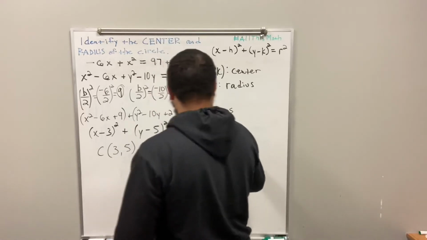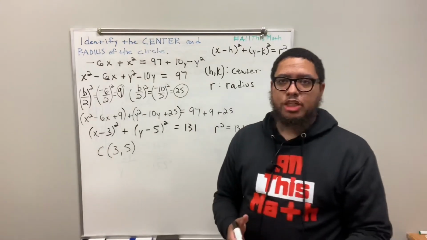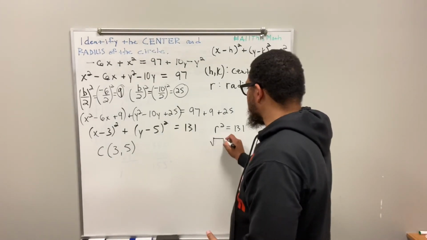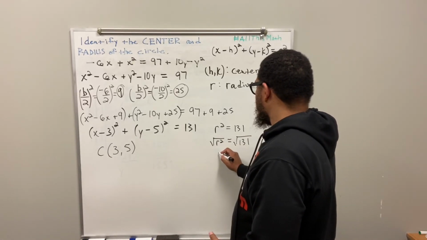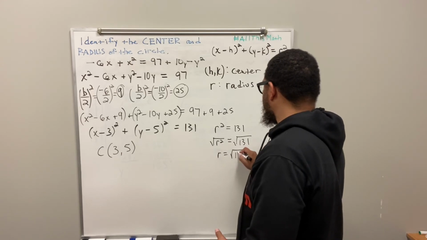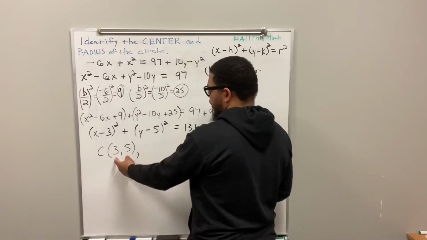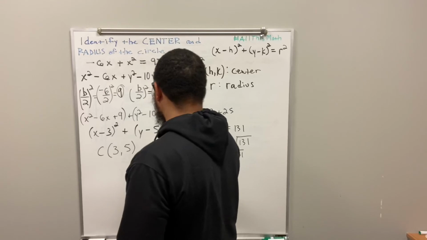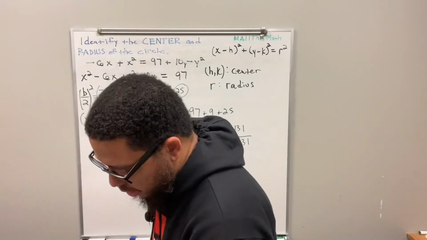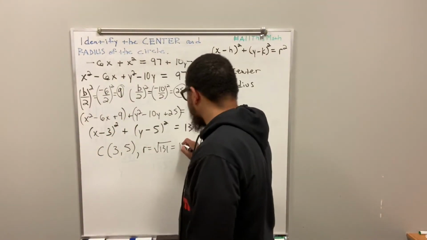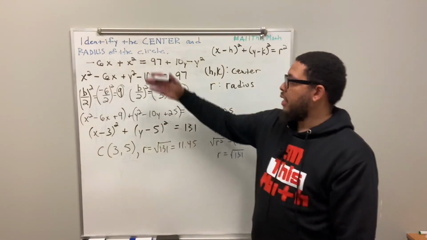So we say, okay, well, if R squared is equal to 131, then how do I solve for R? I need to get rid of that exponent. So I get rid of the exponent by taking the square root of R squared. And that gives me the square root of 131. So now I got R equals the square root of 131. So now I got my center is at the point (3, 5), and my radius is the square root of 131. If you want to be technical, we can convert that into a decimal. We get 11.45. But this is the center, and this is the radius, and this is how we figured it out.